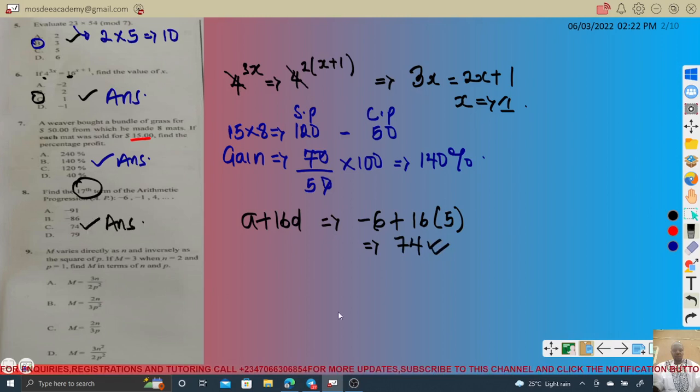The next question, it's a question on variation. M varies directly as n and inversely as the square of p. Let us interpret that first.